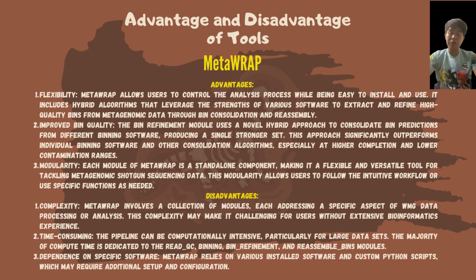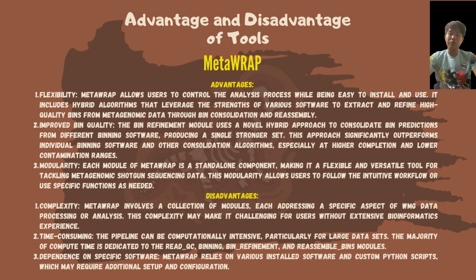Next is MetaWRAP. The advantage is flexibility. MetaWRAP allows users to control the analysis process while being easy to install and use. It includes hybrid algorithms that leverage the strengths of various software to extract and refine high-quality bins from metagenomic data through bin consolidation and assembly.